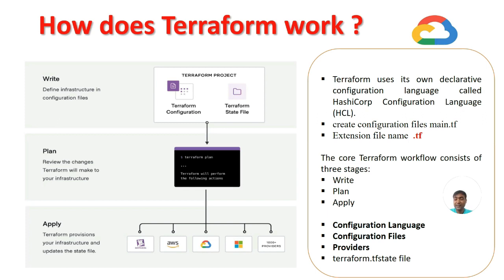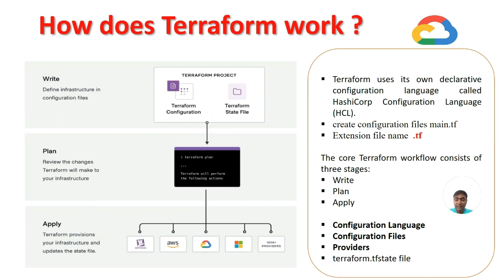Guys, as you can see here, Terraform maintains a state file, usually named terraform.tfstate, that keeps track of the current state of your infrastructure. This file records information about provisioned resources, their metadata and dependencies. The state file is crucial for Terraform to track the changes and perform updates accurately.